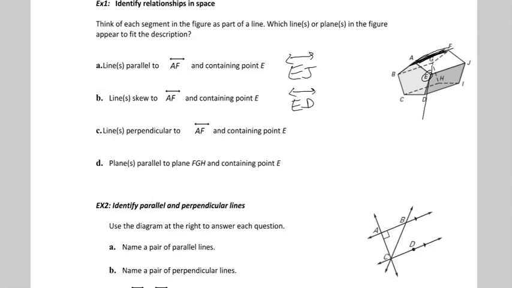That would be an example. EC would also be an example. EB, there's many, many examples of lines that would not intersect it, but are also not parallel. That's what skew means.